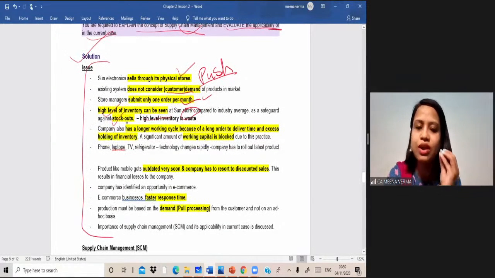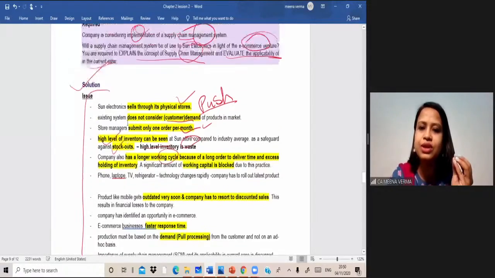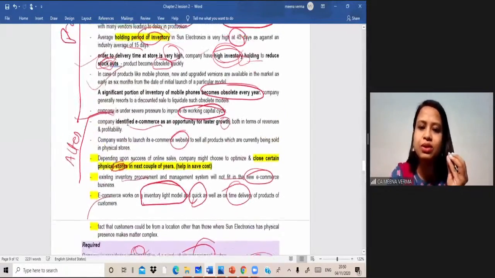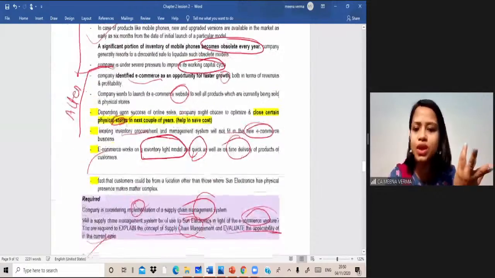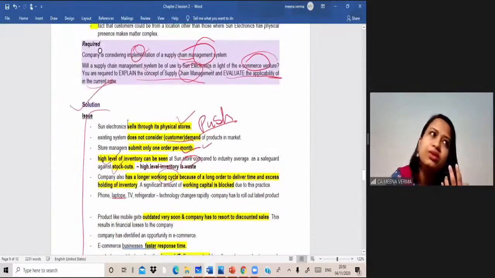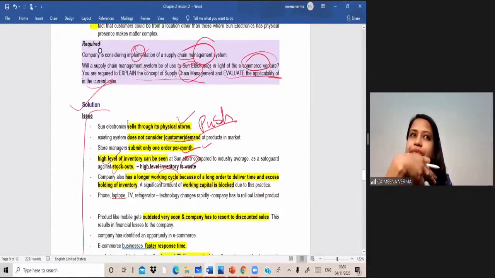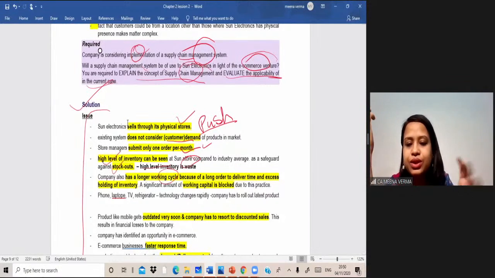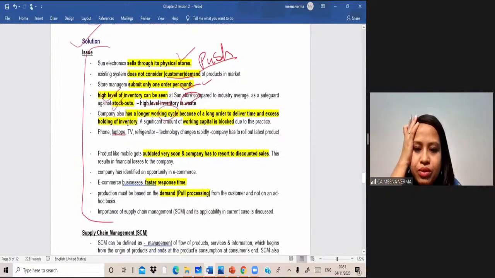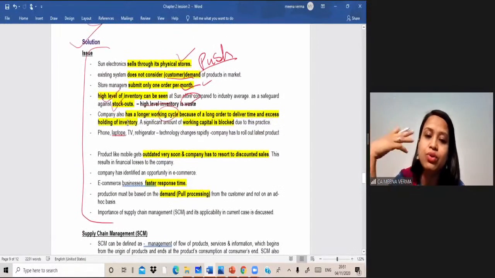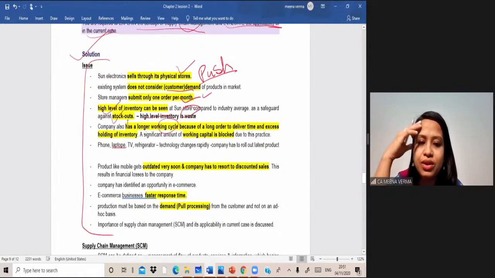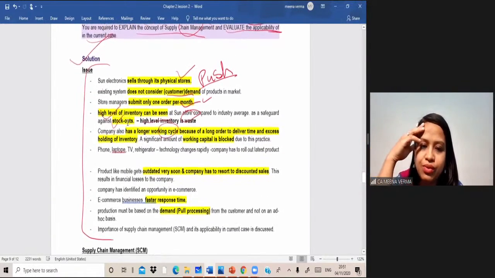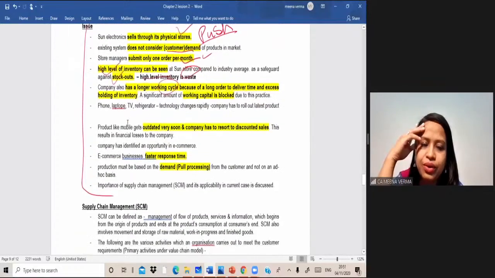The company wants to improve its working capital, as we have already discussed. Working capital means they want to speedily convert their finished goods into money, or they want to collect money quickly from their debtors, the customers.